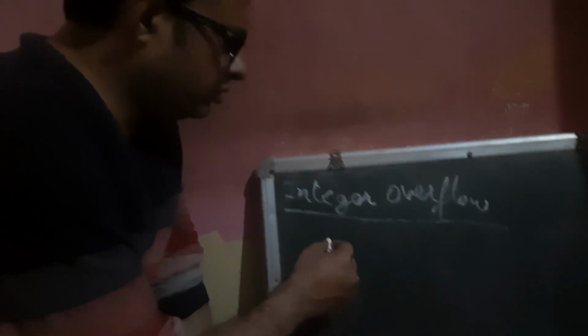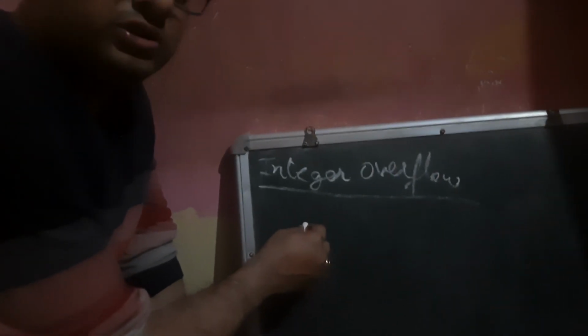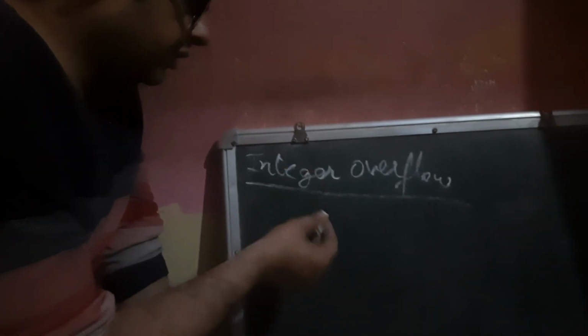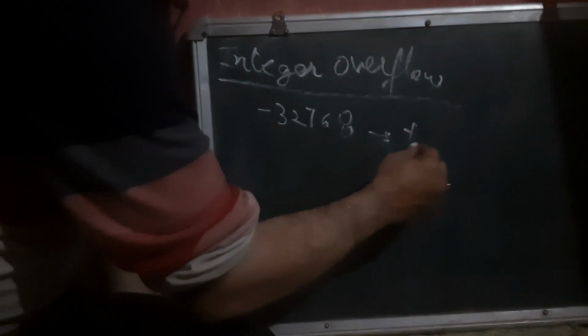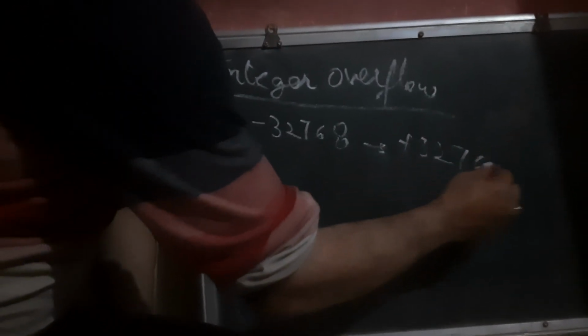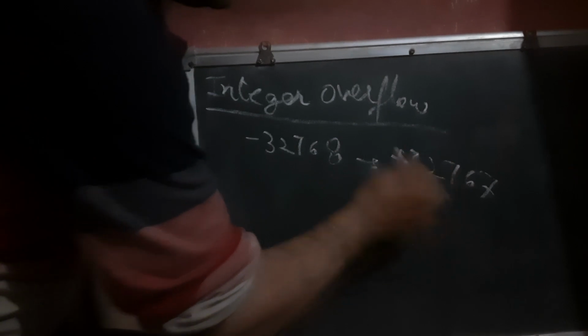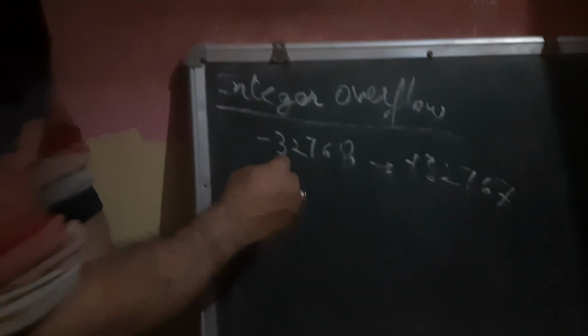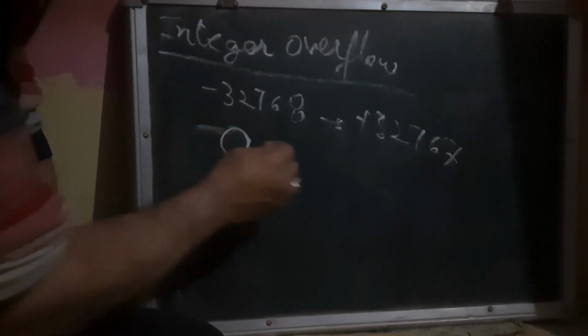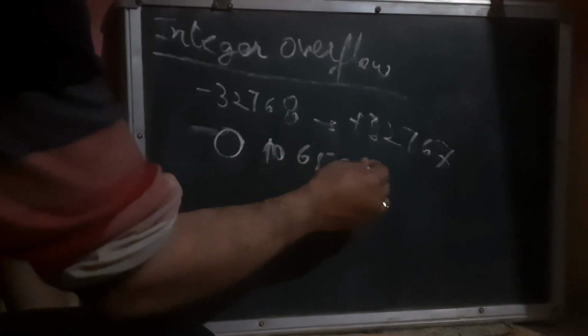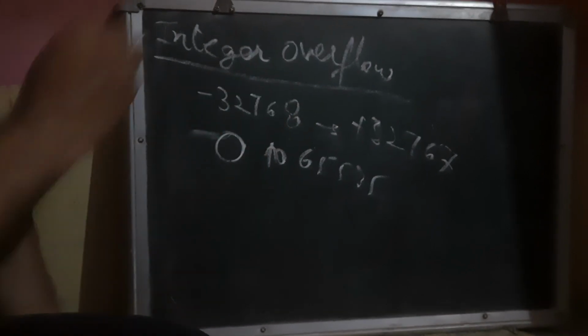Okay, students, today we will discuss the integer overflow problem. Now, as you all know, in Turbo C, the range of integer is -32768 to +32767. Okay, and for unsigned integer, the range is 0 to 65,535. This is for integer.